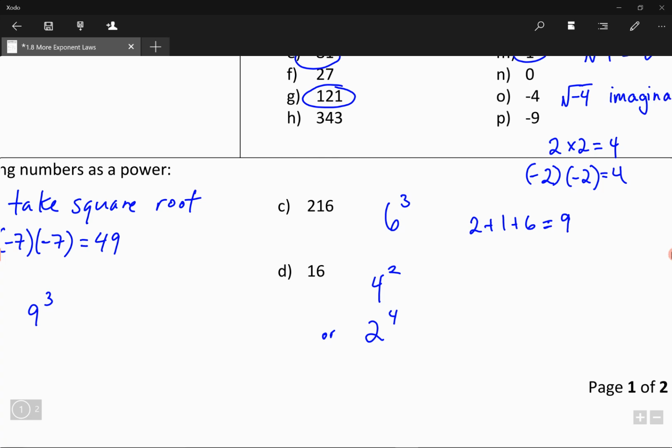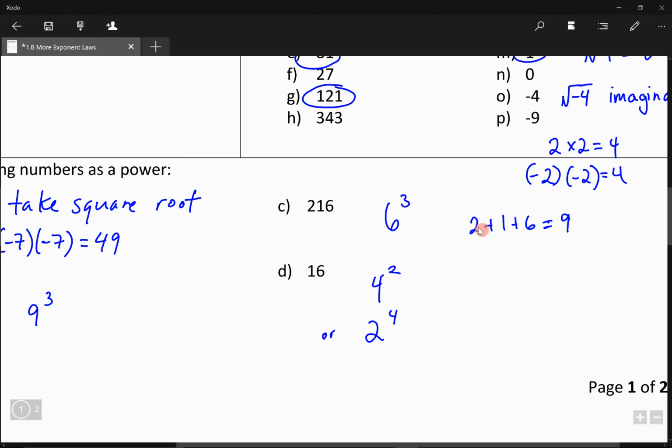So again, back to this question: how do I know 216 is divisible by 6? If you have the sum of the digits, which are 2 plus 1 plus 6, which is 9. 9 is a number divisible by 3, and it could also be divisible by 6 if the actual number is even, which it is, because I see 6 here is even.